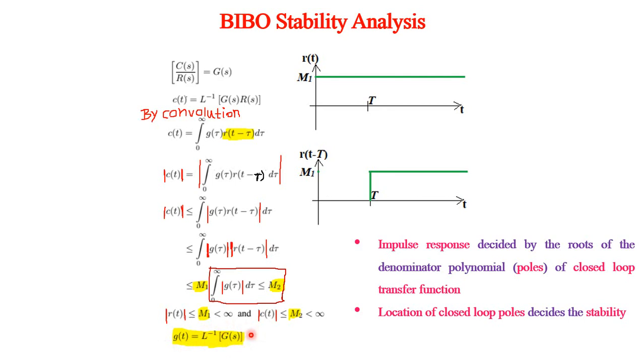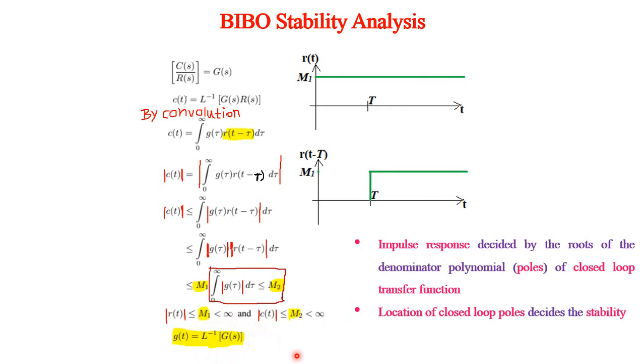The poles of the transfer function are going to decide the behavior of g of t. This g of t is actually called the impulse response, because we have already seen that for impulse response R of s is 1, so C of s equals g of s. Now we are talking about g of t only for C of t. So g of t is the impulse response, decided by the roots of the denominator polynomial of the transfer function. Therefore, we can see that the location of closed loop poles decides the stability.